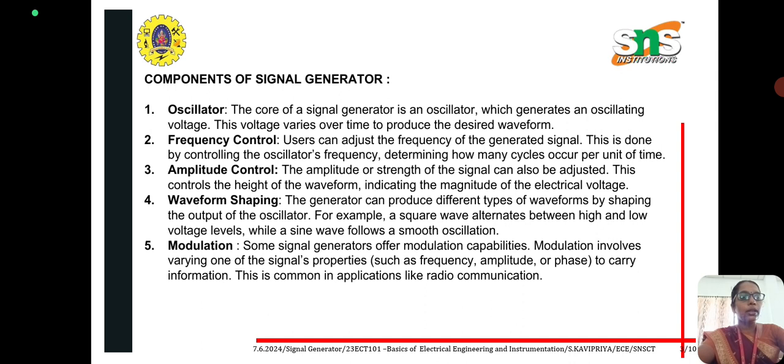And next block is the modulation block. Some signal generators offer modulation capabilities also. Modulation involves varying one of the signal's properties. It can be frequency, amplitude or phase to carry the information. This is common in applications like radio communication.